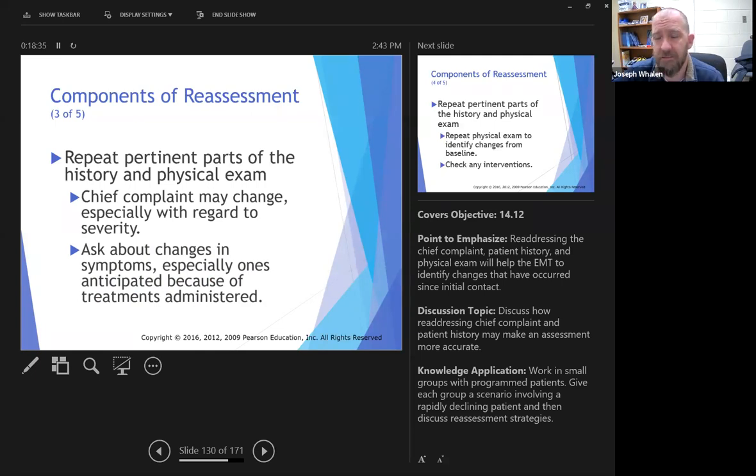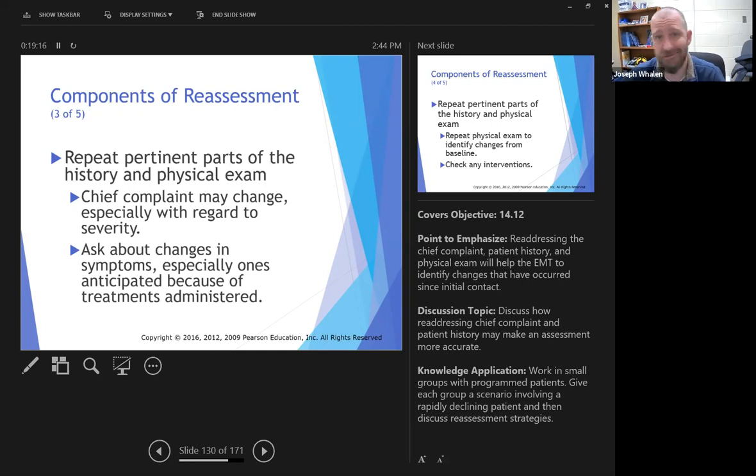Now, we'll also ask them about their symptoms, right? So let's say we have a person that's having trouble breathing, and we've given them oxygen therapy. Well, after they've had it for a few minutes, you've got to check back in. How are you feeling now? Are you still having trouble breathing? Questions like that. So touch back in with their chief complaint and their symptoms to see how they are. Maybe pain is diminished. Maybe things have changed because of your treatments, because of just time. So we just check back in with their chief complaint and what their initial symptoms were, and see if things have changed.